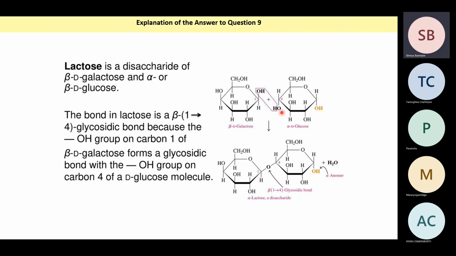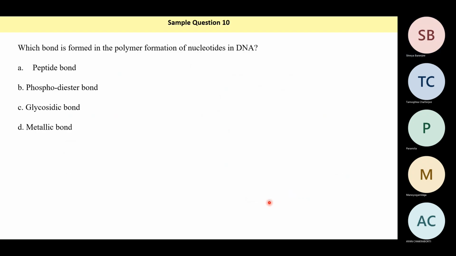This bond is called a beta 1,4 glycosidic bond, because for galactose it is from the carbon labeled 1, and for glucose it is from the carbon labeled 4, in which there is a dehydration reaction and it forms this beta 1,4 glycosidic bond to form the disaccharide lactose.